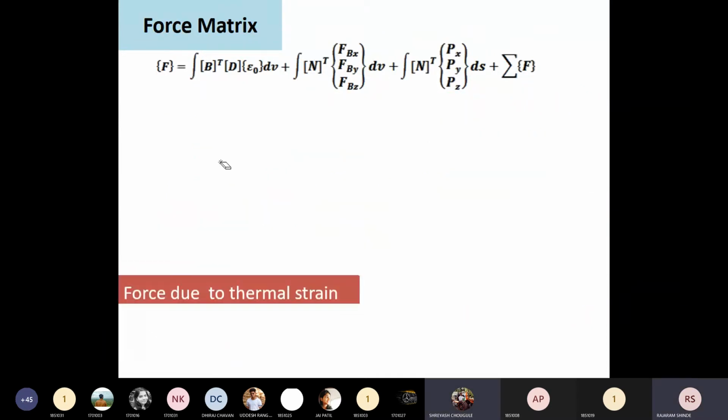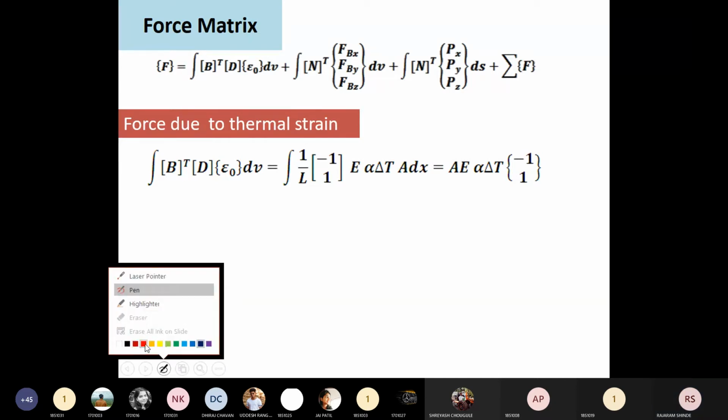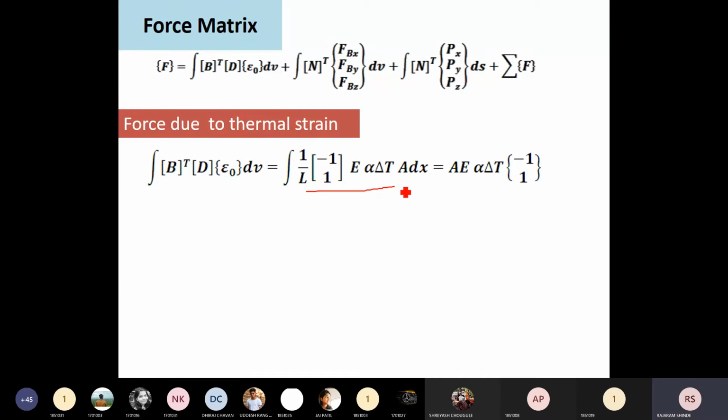Next one, you see this one, force due to thermal strain, that is B transpose D epsilon 0. 1 upon L, this is your B matrix, 1 upon L I have taken common, minus 1, 1, E alpha delta T, A dx. So you will get directly AE alpha delta T minus 1, 1. When we replace this, all these terms are constant terms. Only integration of dx remains.